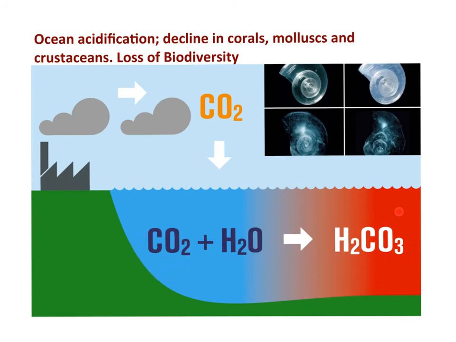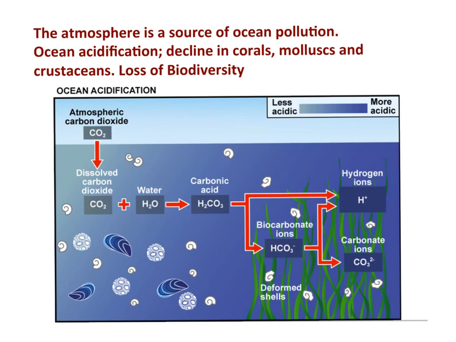This is carbonic acid. Increased acidity reduces the ability of mollusks and crustaceans to make shells and corals to make their homes. In this diagram, you can see how carbon dioxide enters the ocean, resulting in carbonic acid, an increase in the level of acidity, a lower pH value, as carbonic acid dissociates into hydrogen ions and carbonate ions. The color change in the diagram, left to right, indicates an increase in acidity.